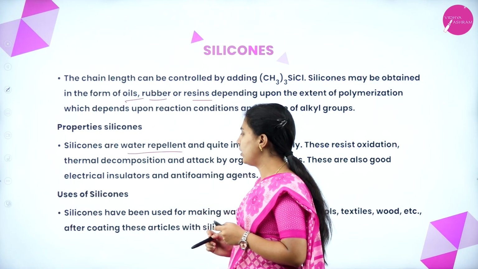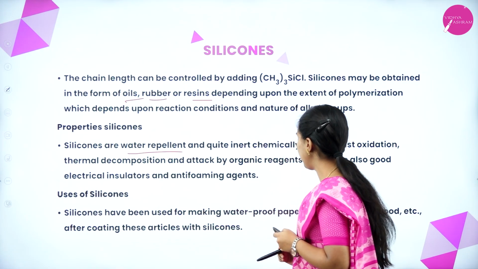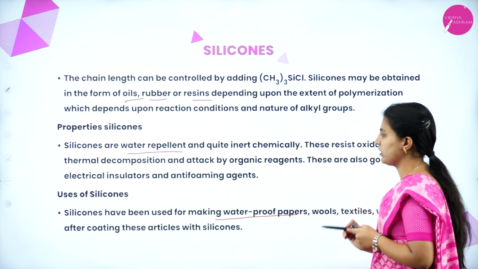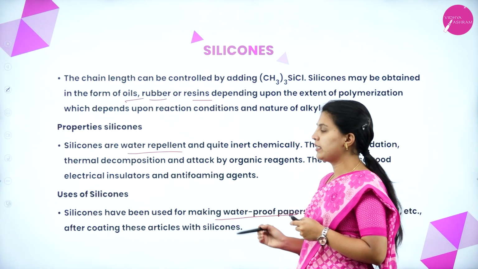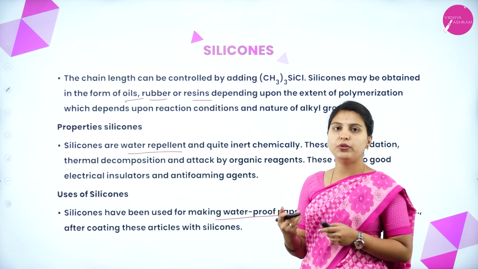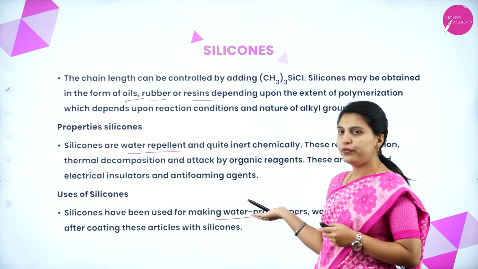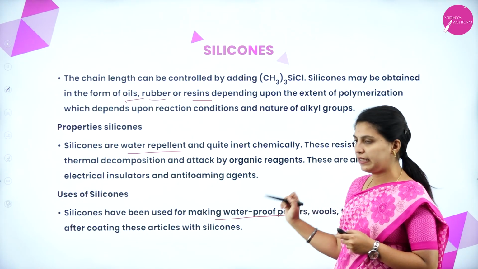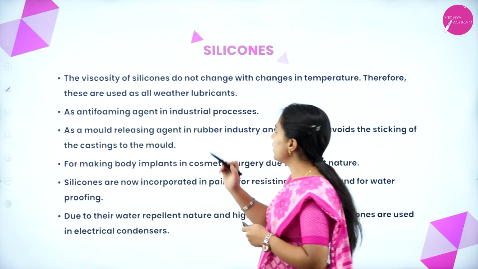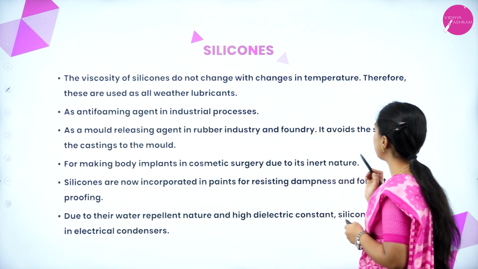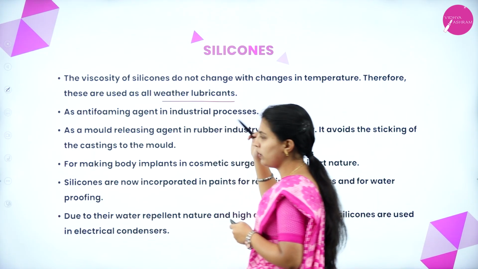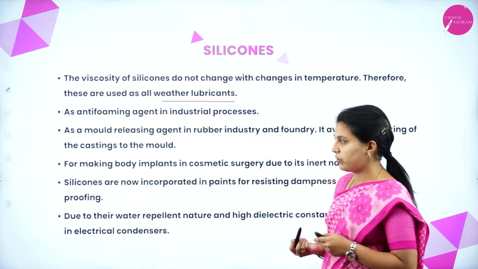Next, uses of silicones. Silicones have been used for making waterproof papers, wool, textiles, wood, etc. after coating these articles with silicones. Industries that want to manufacture waterproof wood, paper, wool or textiles coat them with silicones, which have water repellent properties. The viscosity of silicones does not change with changes in temperature. Therefore, these are used as lubricants, since with the weather their viscosity will not change.